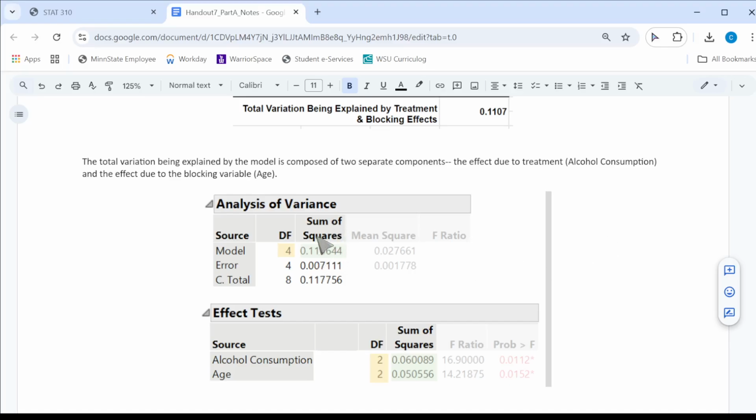Once we have the sums of squares, then we can get into the mean squares, which is just this quantity divided by the degrees of freedom. And then eventually we can get the F ratio and the p-value. But that's going to be left for the handout 7 part B.